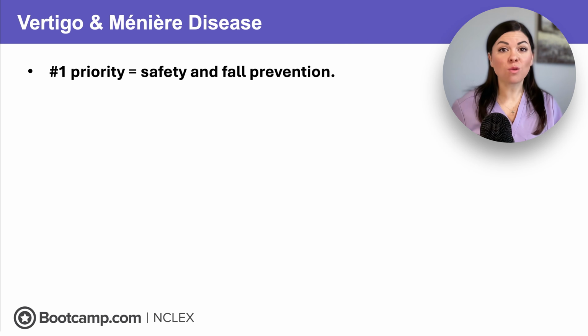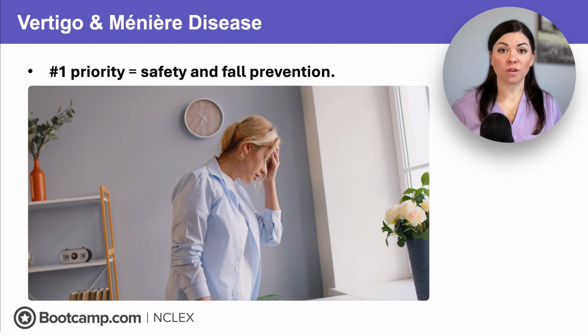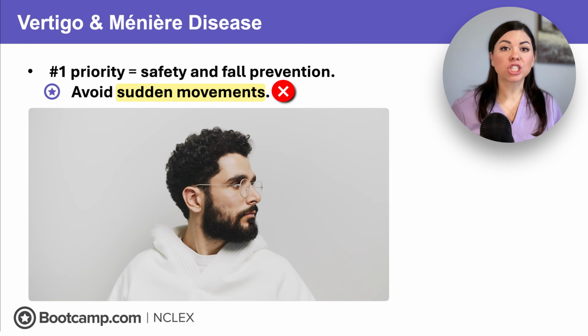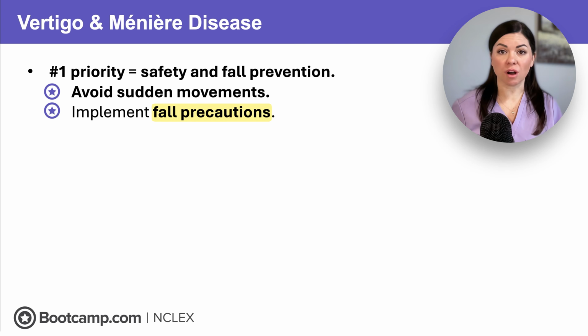So, the number one priority with vertigo and Ménière disease is safety. These clients feel like the room is spinning, so they are at high risk for falls. And that's why we should teach clients to avoid sudden movements. So for example, they should turn their head really slowly. We should also implement fall precautions.